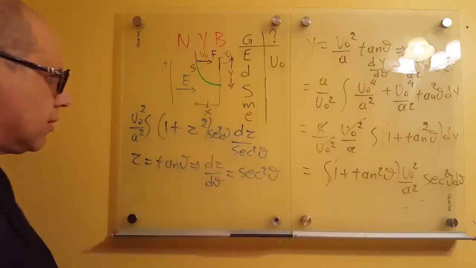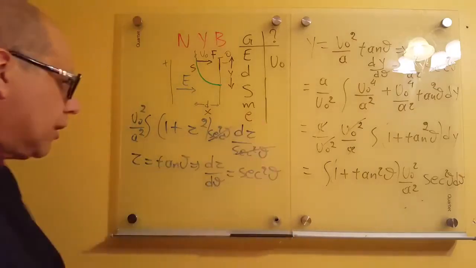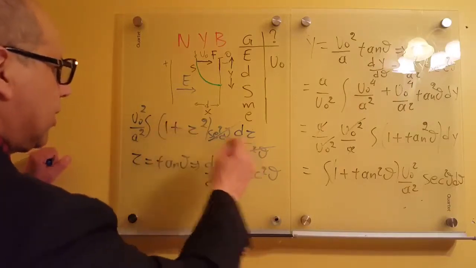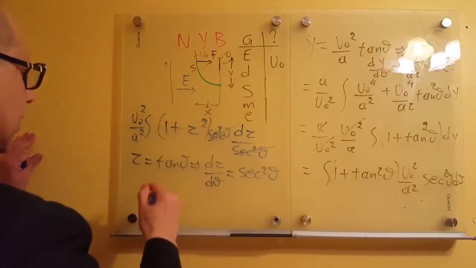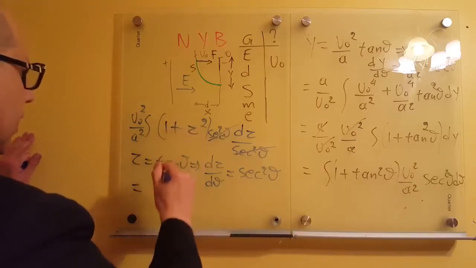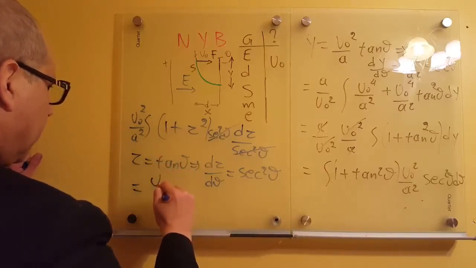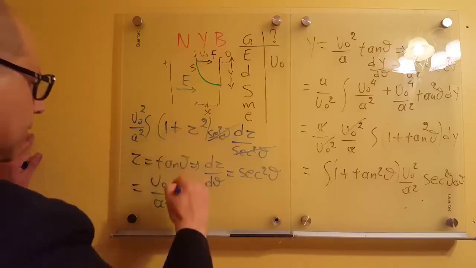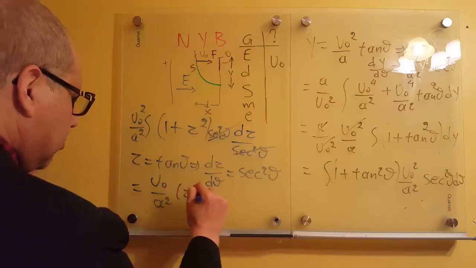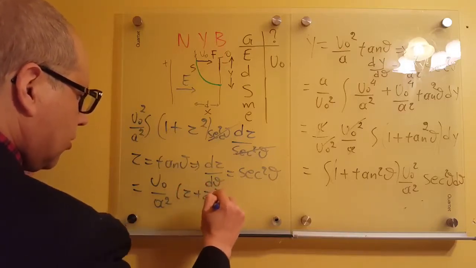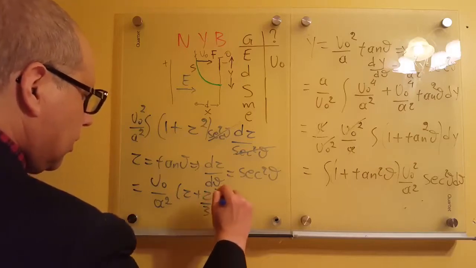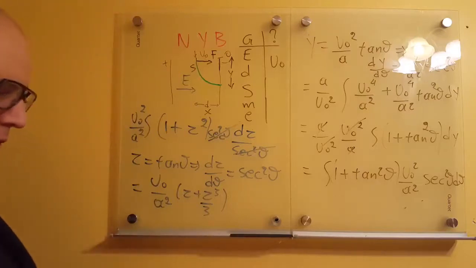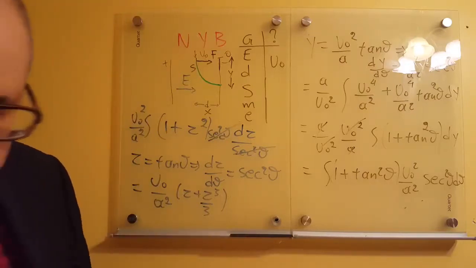This here is in brackets, so this cancels with this. And it is very beautiful now, because the integral of this with respect to z is equal to z plus z to the third over 3. We still didn't put the limits of the integral. We'll put them in a minute.